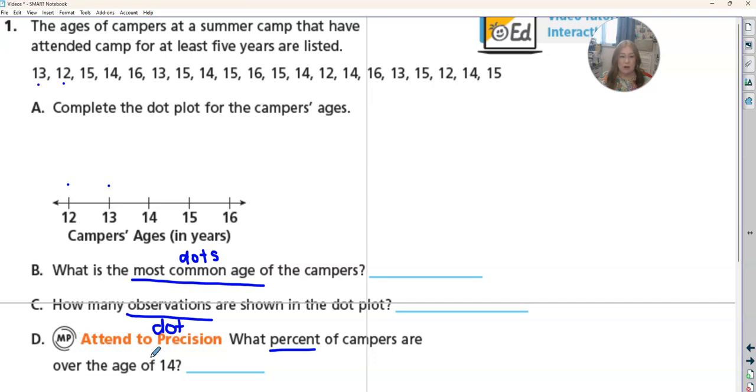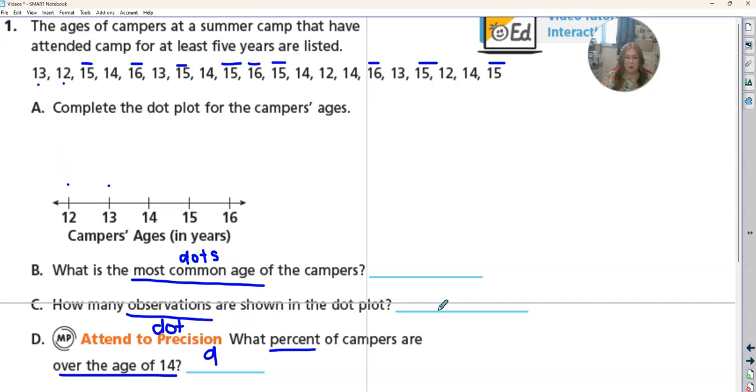So we're going to find all the campers that are over 14. So that means they are 15 or 16. So I'm going to look at all of the campers that are 15 and 16. Using your dot plot, I can see 1, 2, 3, 4, 5, 6, 7, 8, 9 of them are over 14, but it doesn't want to know how many campers, it wants the percent.